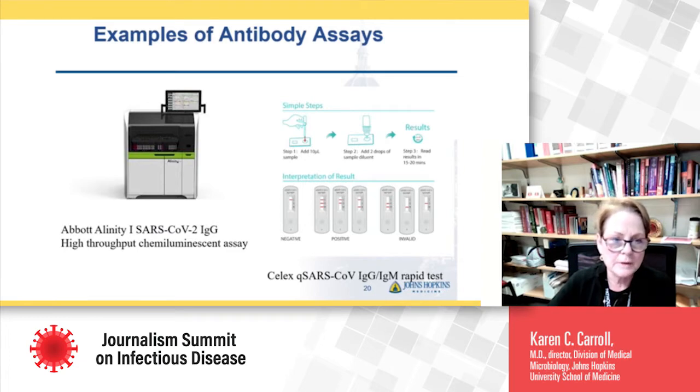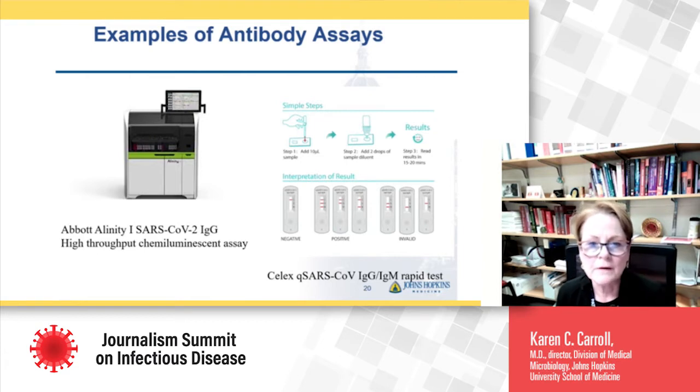So here is the Abbott Alinity high-throughput chemiluminescent platform. This can do quite a few samples and has a turnaround time of about 30 minutes. And then here's what the lateral flow device looks like on the right-hand side. You add the sample to the little device.